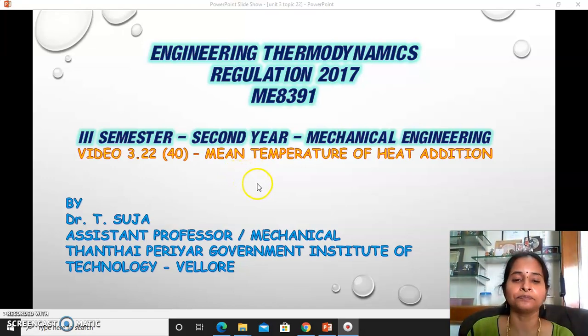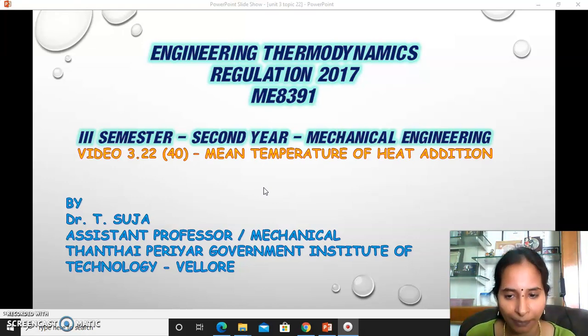It is called mean temperature of heat addition, which I mentioned in my last video. Let me recall the concept studied in the last video. Even though the Carnot cycle could not be executed practically, it gives interesting inputs: the efficiency of the cycle could be improved either by increasing the temperature of heat addition, or by reducing the pressure or temperature of the condenser.